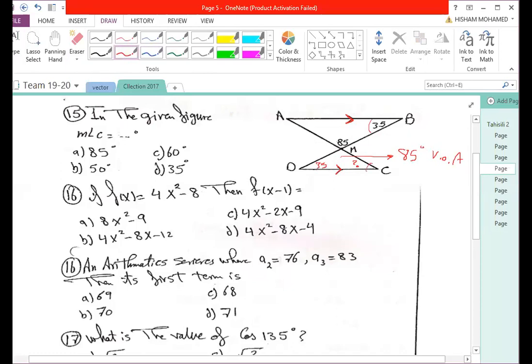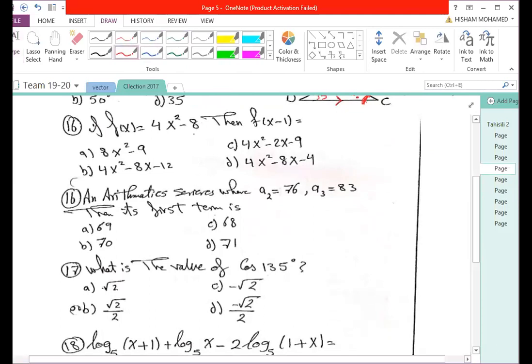So I can find the measure of angle C by applying the rule 180 minus (85 plus 35), and 85 plus 35 is 120, so the angle is 60. Another way: this angle is 85 and that angle is 35, so I can calculate this angle as 60, and these two angles are equal by alternate interior angles, so it's directly equal to 60.